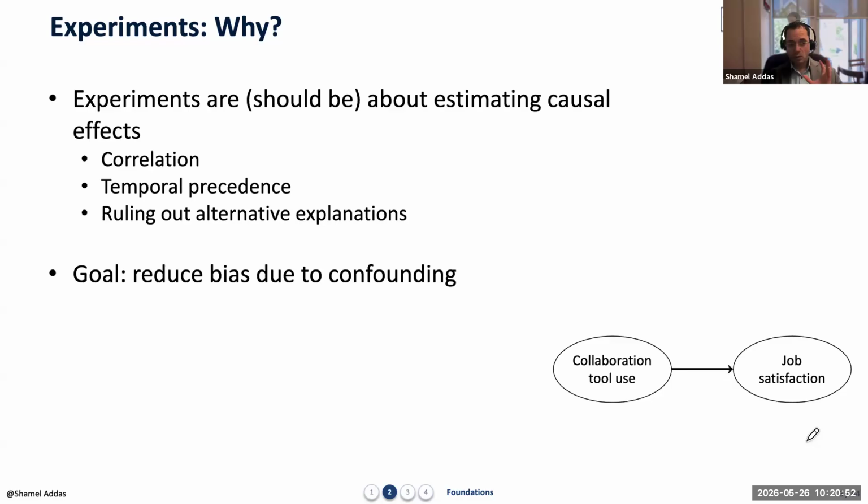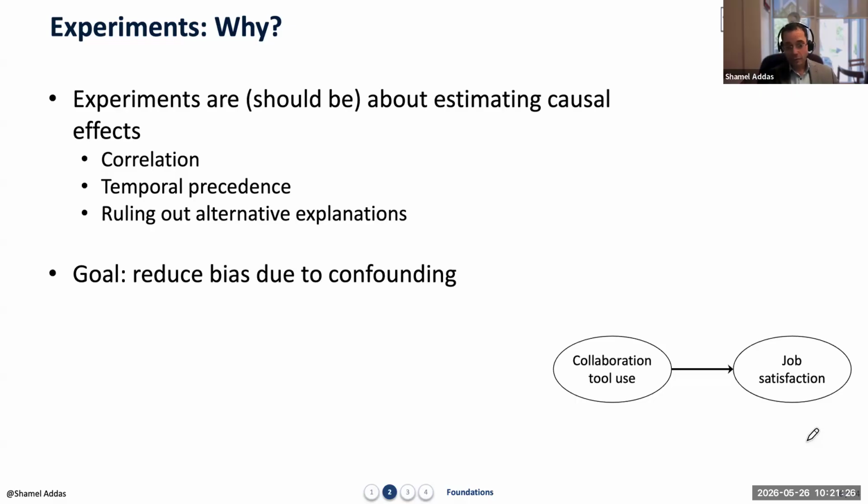You have an X, you have a Y, you can show correlation, you can design an experiment in which maybe some people are using the tool, some people are not using the tool, and then you measure their satisfaction afterwards. So it's very easy to show the first and second thing. It's very easy to measure the correlation if it exists, and it's very easy to have temporal precedence because you designed the experiment and you're ensuring that the manipulation, which is using the tool or not, happens before you measure the outcome. The third one is tricky, right?